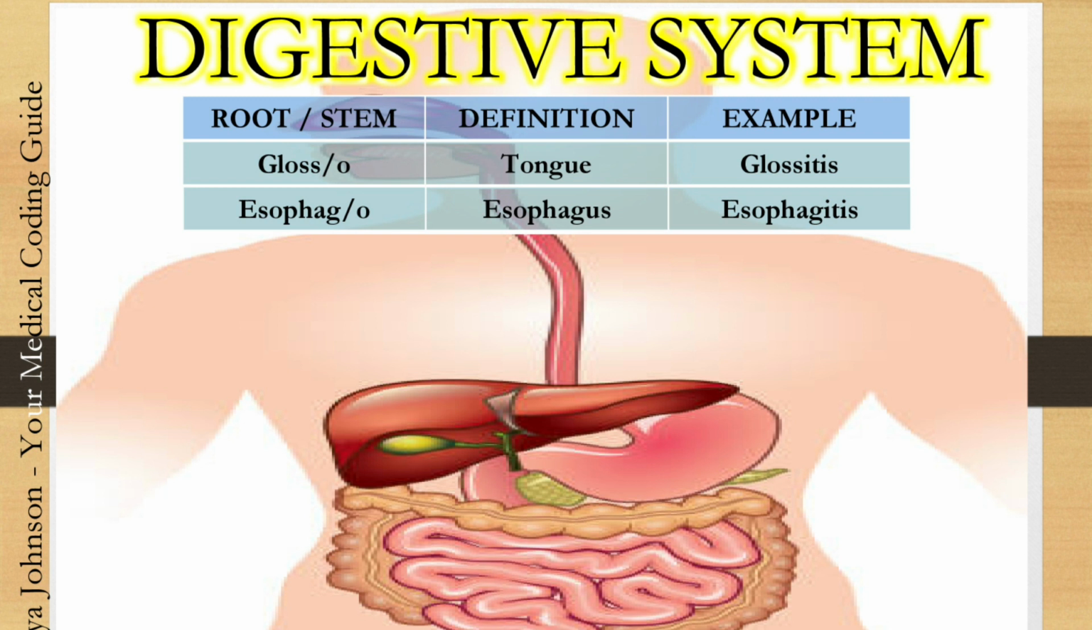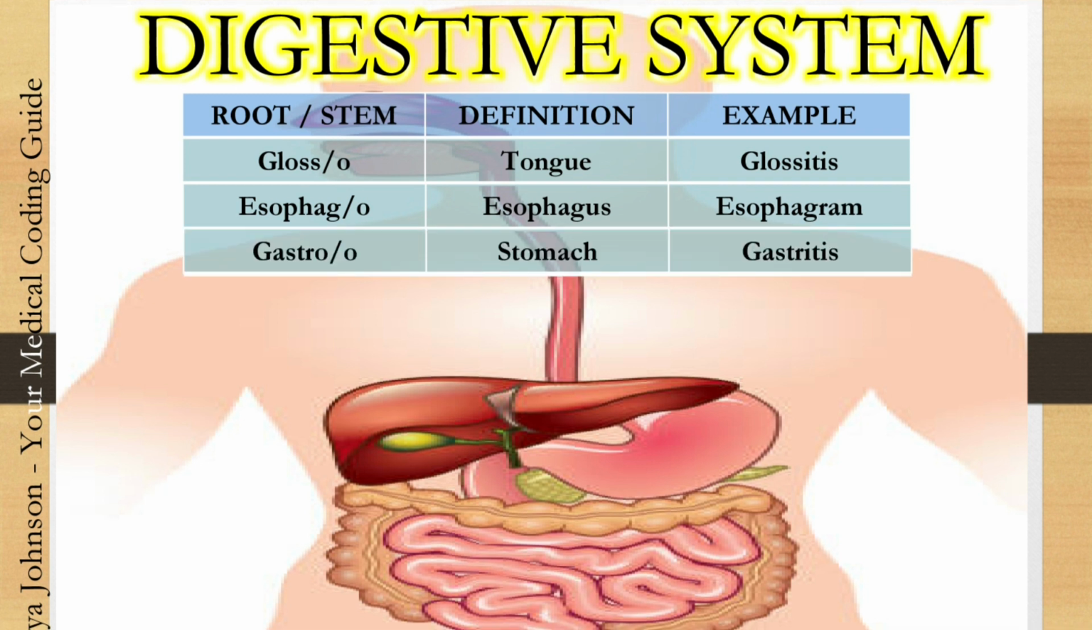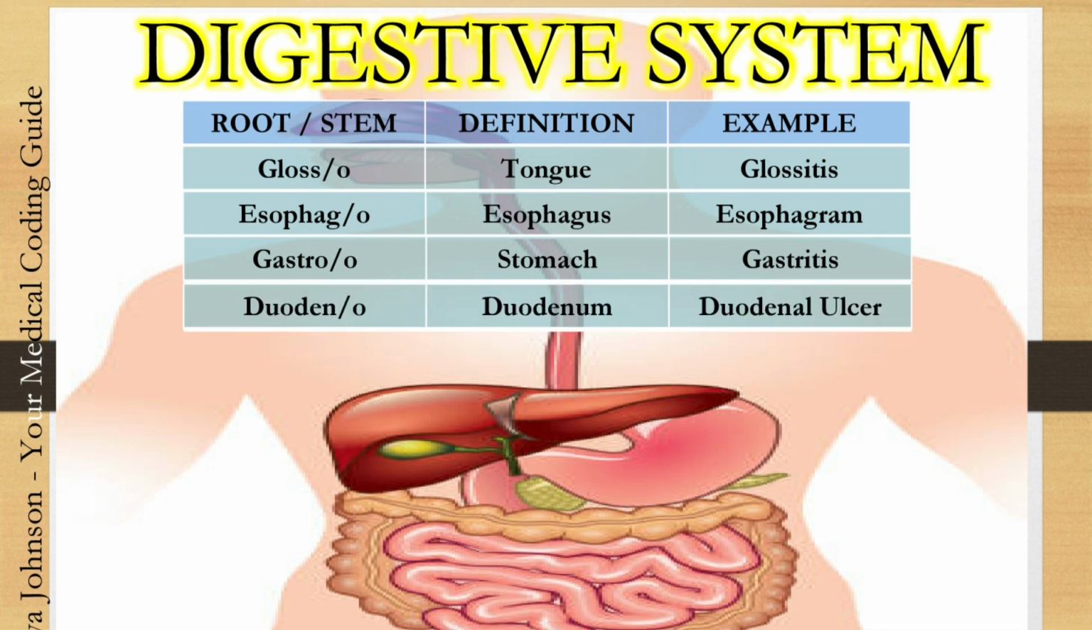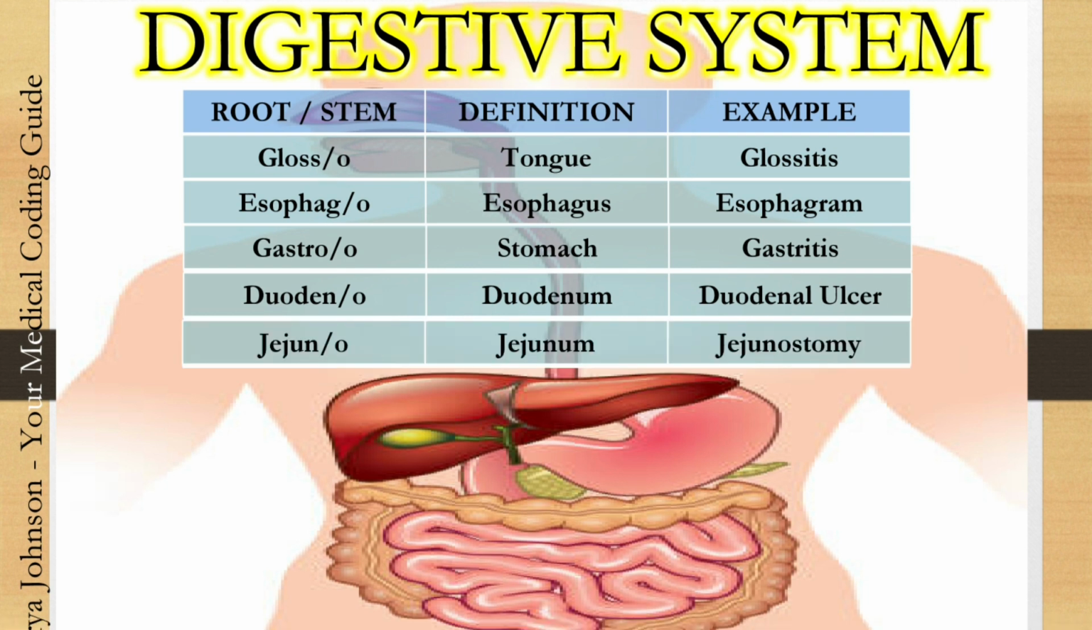Example, esophagitis. The next one is gastro, which means stomach. Example, gastritis, which means inflammation of the stomach. The next one, duodeno, is duodenum. Example, duodenal ulcer, which means ulcer pertaining to the duodenum. The next one, jejuno, means jejunum. These are the small intestine parts from the duodenum.